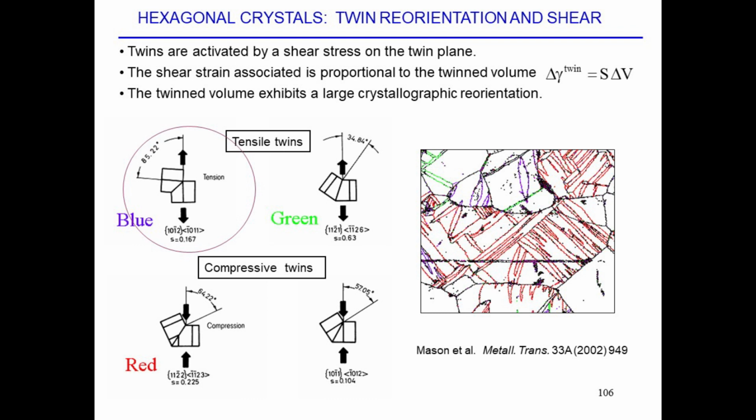What that means is that in order to accommodate a delta gamma of 0.1, if this number is 0.2, that means that delta V has to be 0.5. So 50% of the grain volume has to be involved if you are going to accommodate shear with a twin. So that means that there is a limit to the amount of shear that you can accommodate by twinning, because it usually involves a very large volume fraction.